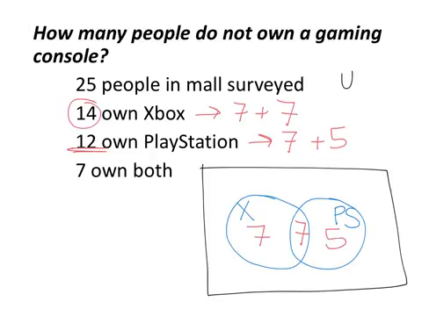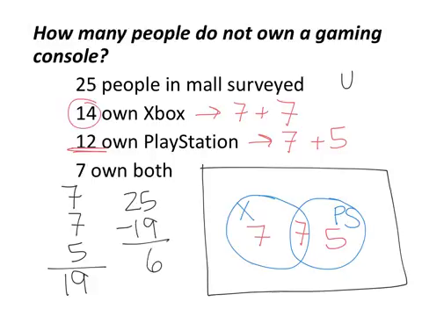This will allow us to answer the question about how many people don't own a gaming console. Altogether right now, we have 7 and 7 and 5, or 19 people falling within one of the subsets. That means there must be 6 people who didn't own any consoles whatsoever. How many people do not own a gaming console? Based on our Venn diagram, 6.